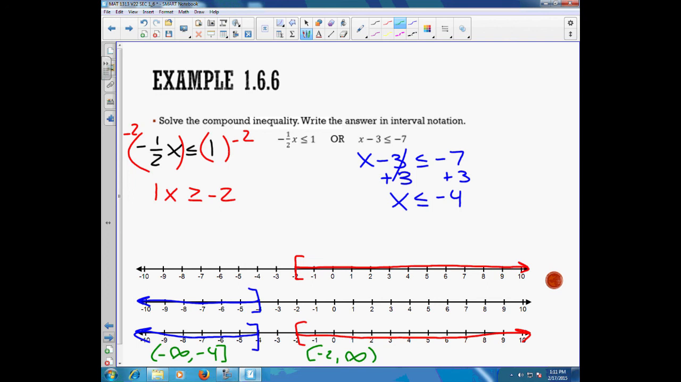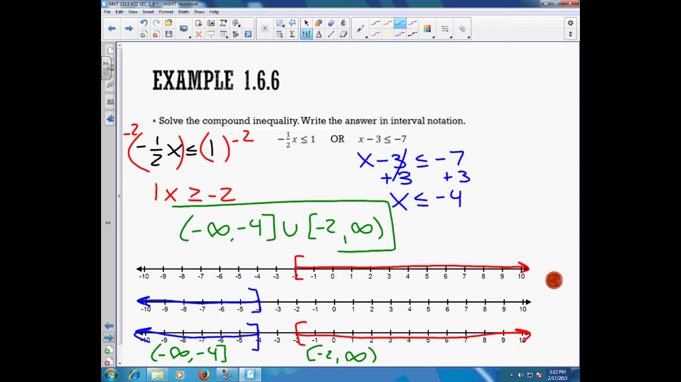We want to combine them together into one set. And so what we'll get is negative infinity to negative 4 with a bracket, and then another bracket, negative 2 to positive infinity. And between these two, we just put a U. It's a symbol for a union. Union just combines the two sets together and says that these two sets of numbers are one. And so your solution in interval notation should look like that. Let's try one final example.